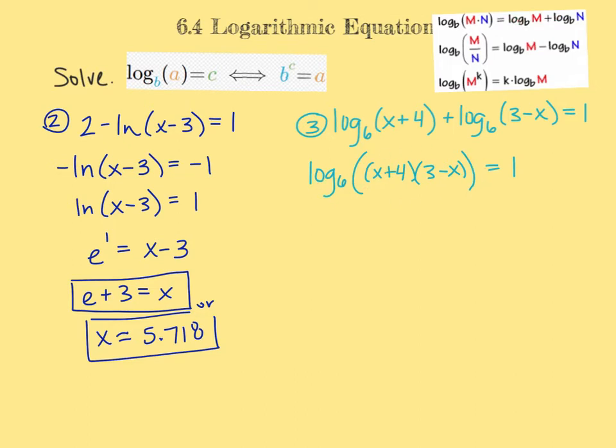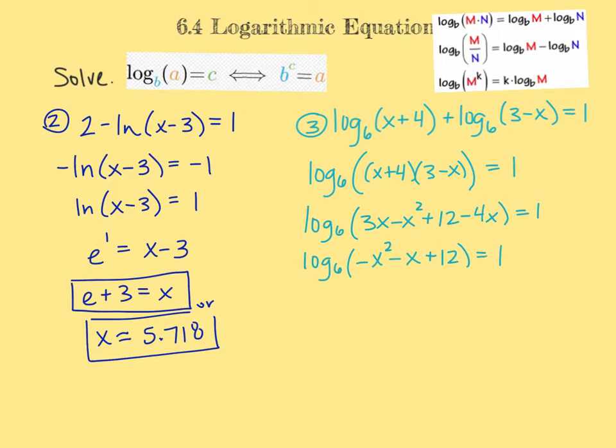What I'm going to do before going into exponential form is simplify this by multiplying it out on the inside. So we'll have log base 6, and then on the inside we'll multiply the x through, so we'll have 3x minus x squared. Then we'll multiply the 4 through, so plus 12 minus 4x. Again, cleaning it up a little bit by combining like terms will give us negative x squared minus x plus 12, and that'll equal 1.